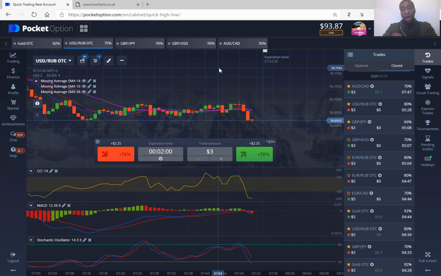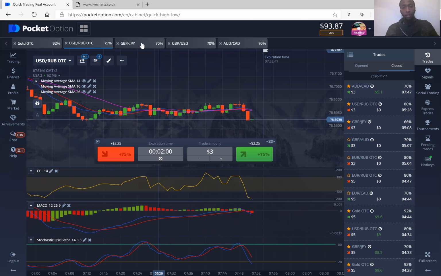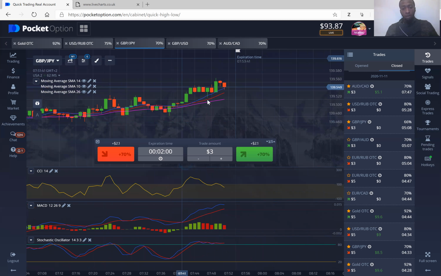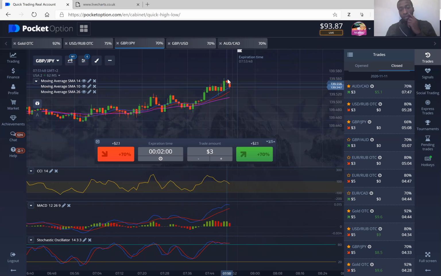Now we're looking for a buy on this, but it don't look like it's coming anytime soon. That sale was kind of valid, but I'm actually looking for a couple more confirmations before I take it.